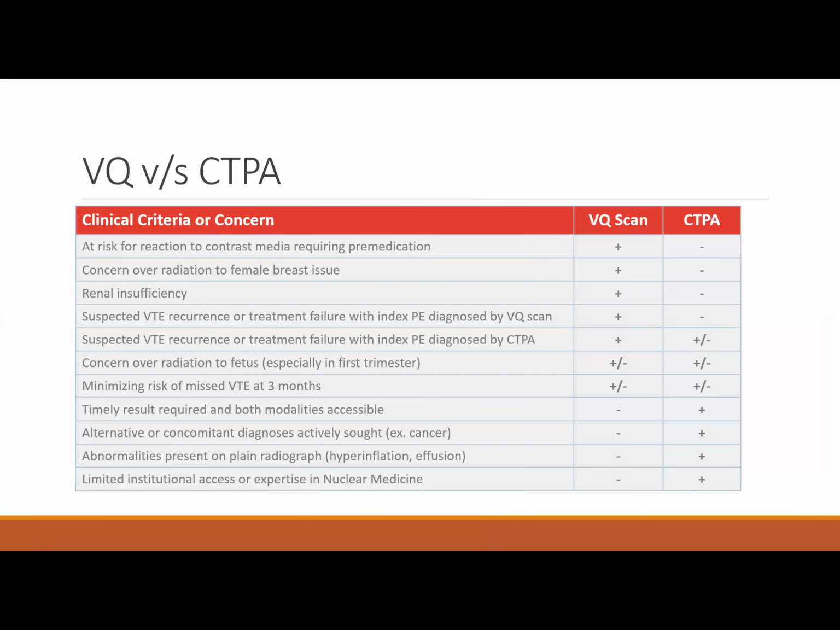So choosing between the VQ and CTPA after a low or intermediate pretest probability, CTPA is preferred in most of the situations, especially when there is a pre-existing lung disease or an abnormal X-ray, whereas VQ scan is preferred when there is a risk of renal insufficiency because of the contrast, and radiation related adverse events are a concern for performing the scan.